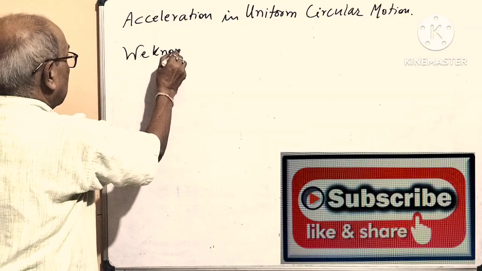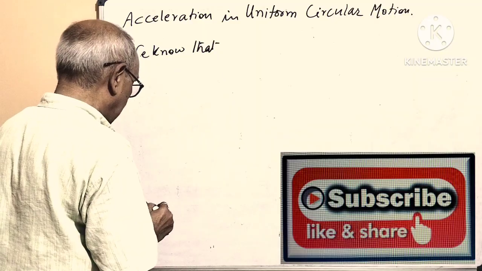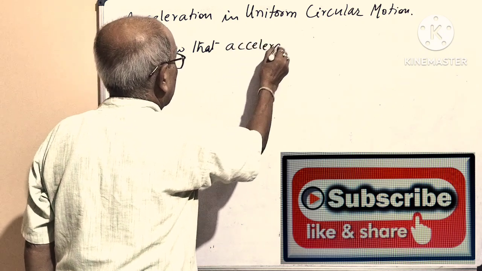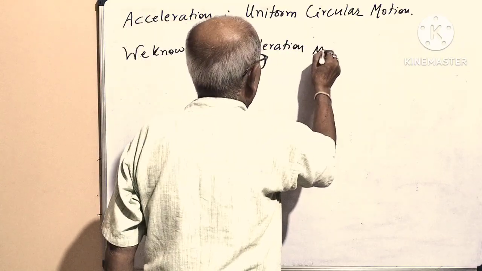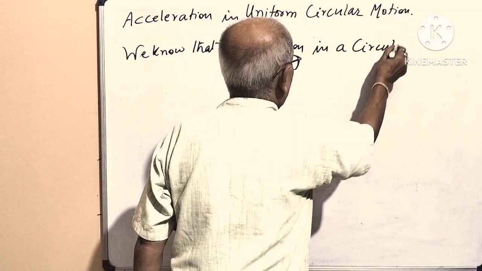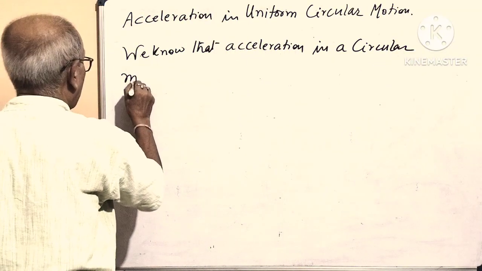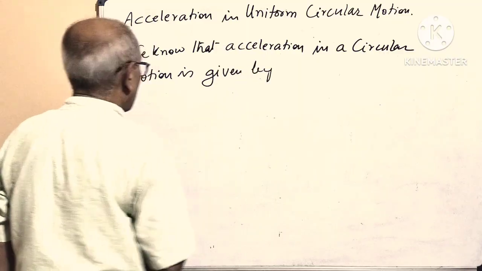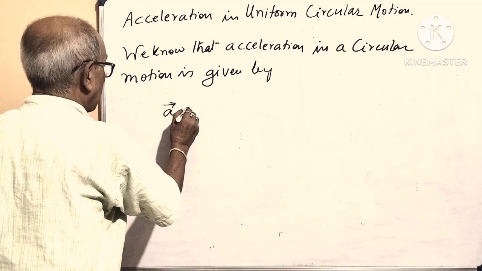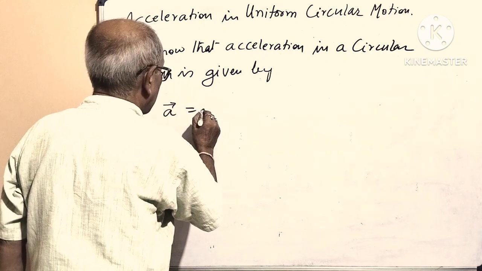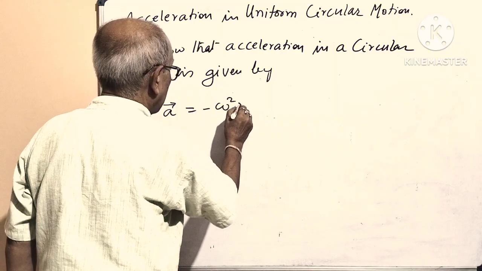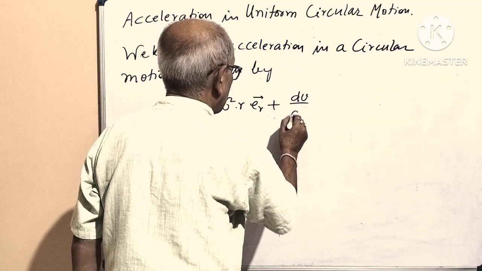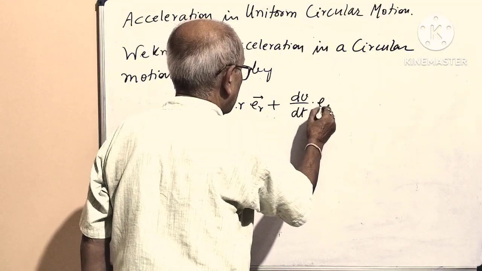We know that acceleration in a circular motion is given by a equals minus omega square r unit vector plus dv by dt into tangential unit vector.